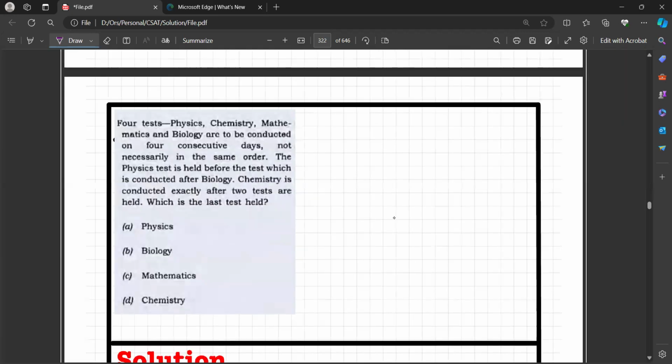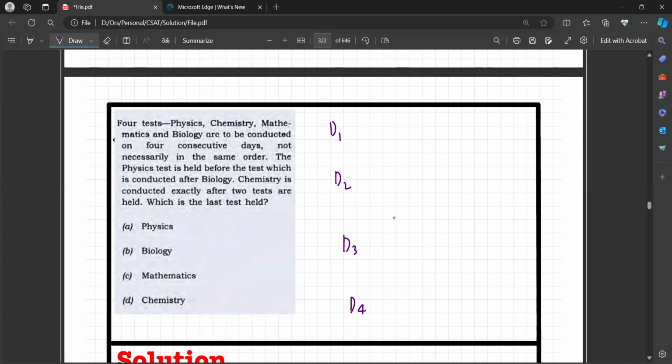4 tests, physics, chemistry, mathematics and biology, are to be conducted on 4 consecutive days. Day 1, day 2, day 3, day 4, not necessarily in a particular order. The physics test is held before the test which is conducted after biology.